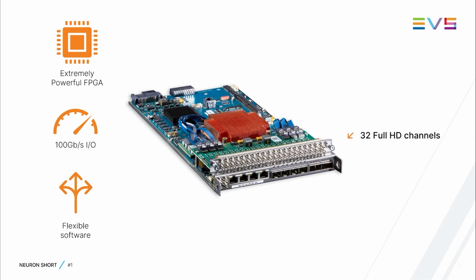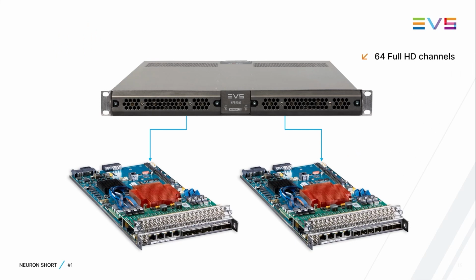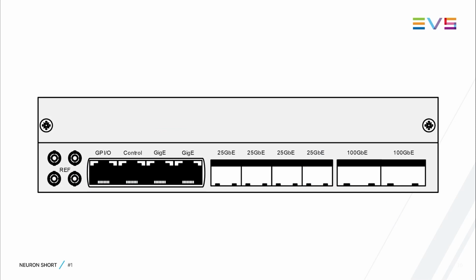One Neuron board has the capacity to process up to 32 Full HD signals, which is equal to 8 UHD signals. And as I explained at the start of this video, a Neuron frame can contain 2 of these boards, providing the power to process up to 64 channels in real time on only one RU. Rack space wise, cabling wise and power consumption wise, this is a huge advantage compared to modular SDI processing, which would require at least 64 coax cables, much more electrical power and at least 8 RU of rack space to do the same.